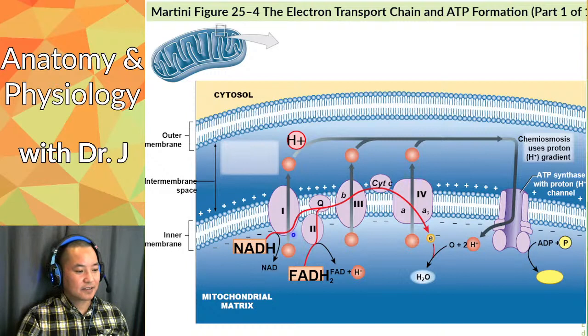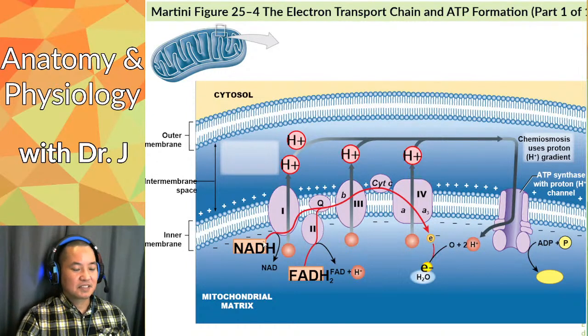But what happens is that you have all these proteins on the inner membrane, and NADH and FADH2 donate their electrons to these proteins. So these electrons are like the power that drives this electron transport chain. So what is it powering? It's powering the transport of protons into the space between the two membranes of the mitochondria. So this space is called the intermembrane space.